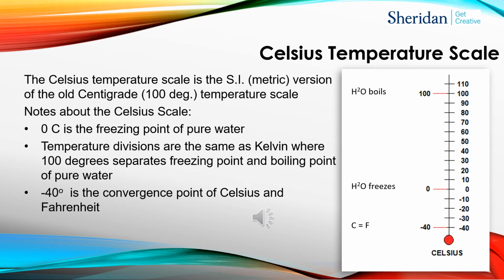Celsius temperature scale. The Celsius temperature scale is the SI, metric, version of the old centigrade 100 degree temperature scale. Notes about the Celsius scale: 0 degrees Celsius is the freezing point of pure water. Temperature divisions are the same as the Kelvin scale, where 100 degrees separates the freezing point and boiling point of pure water. Minus 40 degrees Celsius and minus 40 degrees Fahrenheit are the same. Therefore, minus 40 degrees is the convergence point of Celsius and Fahrenheit scales.